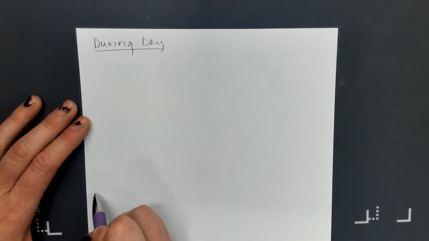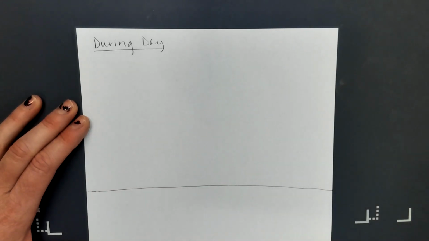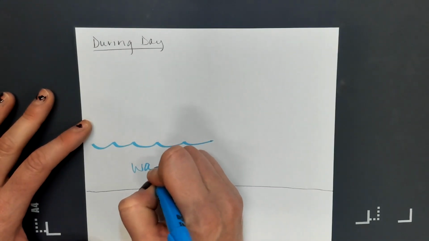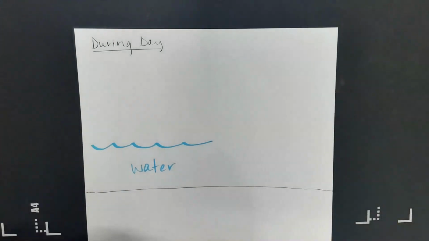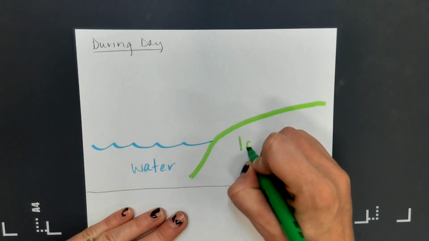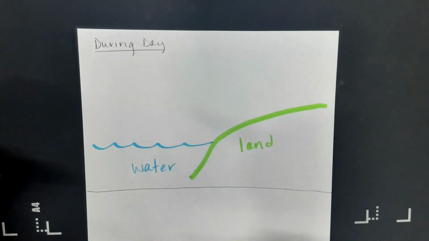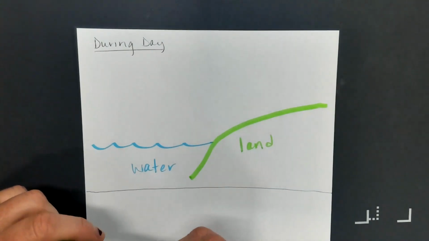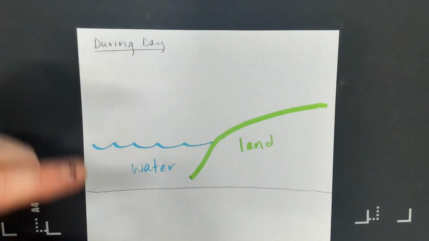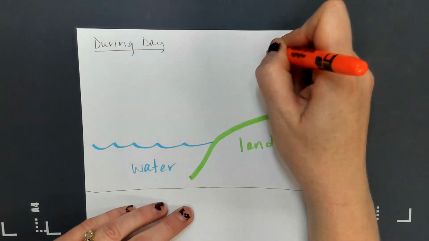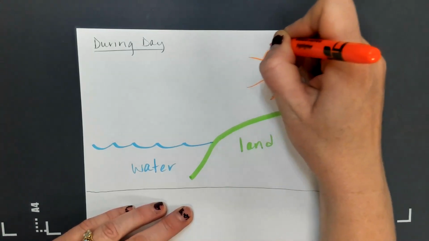So during the day, in other words, when the sun is out, I'm going to set up my scene here. I'm going to have some water next to some land. That land could be sand or not. It doesn't have to be sand. This doesn't necessarily have to be a beach. It could be like a pond next to the timber. It doesn't matter. But because it's during the day, the sun's out. So we have a source of heat here.